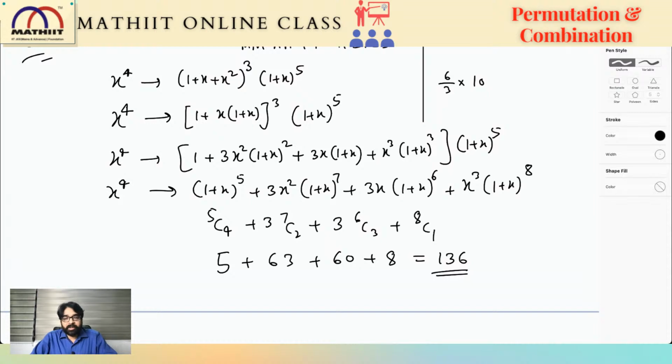I did it correct now. Yes, 136 is the 100% correct answer. I remember the answer. 7C2 is 7 into 6 by 2 means 21. 63 is your 6 into 5 into 4.